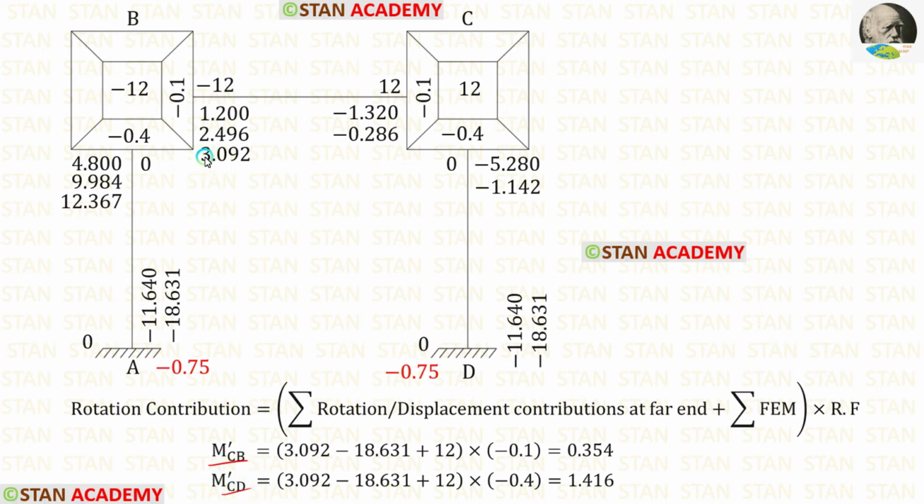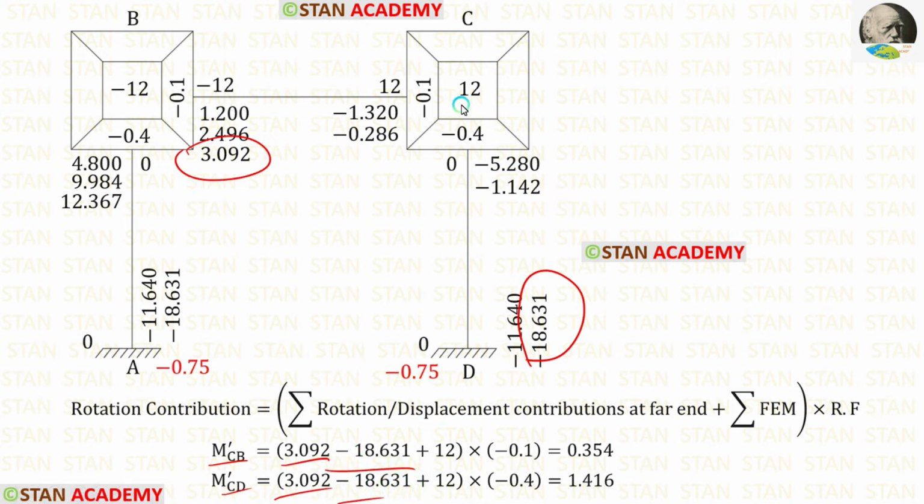Now let us find M dash CB and M dash CD. In the point B, we have the latest rotation contribution 3.092. In the point D, we have the latest displacement contribution minus 18.631.